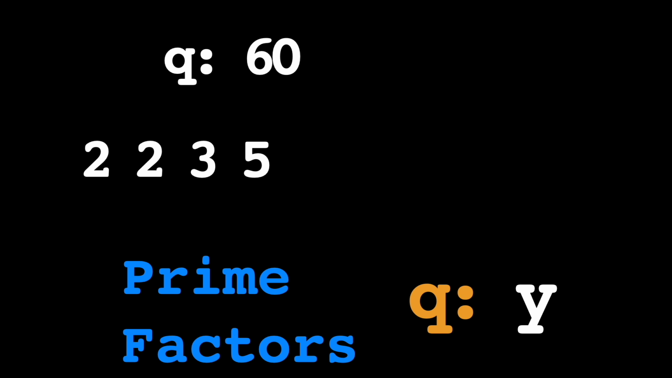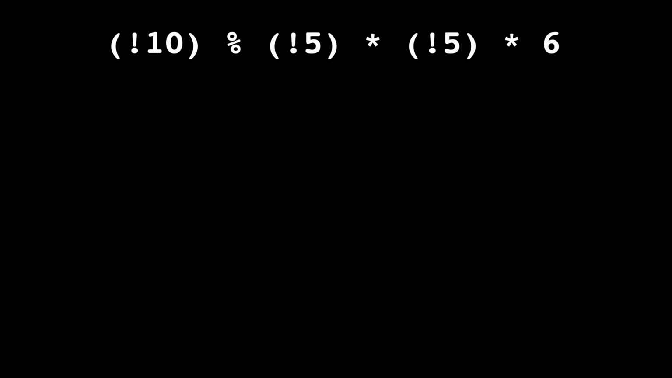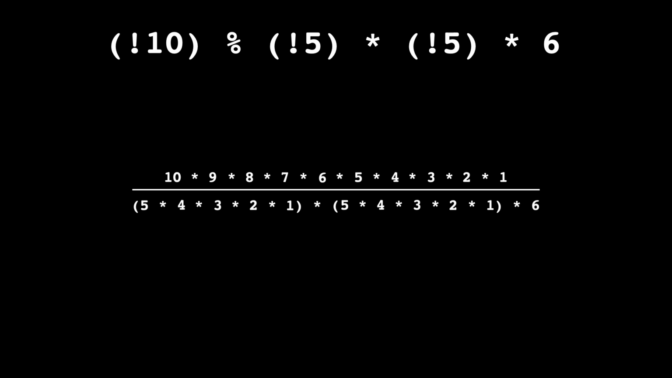Now that we can use the j prime factors verb to find the prime factors of an integer, let's take a look at how we would apply it in the case of Catalan n equals 5. We start with our Catalan formula, which for n equals 5 becomes factorial 10 divided by all of factorial 5 times 6. We then reduce the list to prime factors.